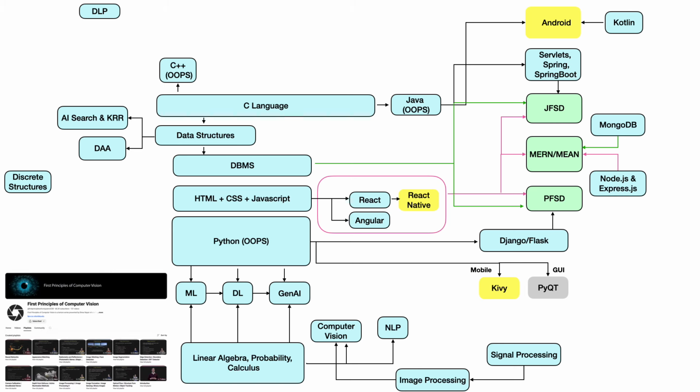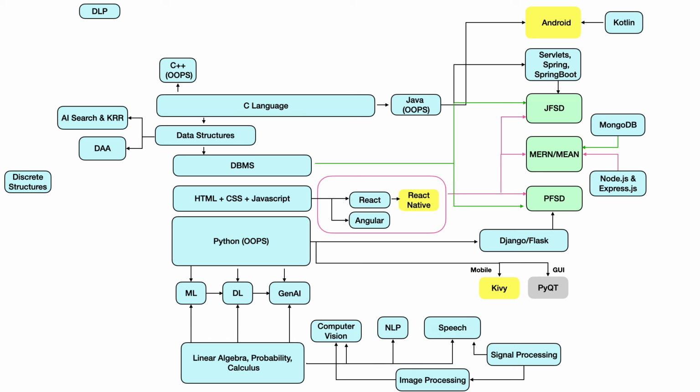And the best resource, there are many books, but one of the YouTube channels, First Principles of Computer Vision, elaborates each of those concepts, and textbooks like Richard Szeliski's and various other books are also very famous, which I'll list in the description. Signal processing forms the prerequisite for speech processing, and each of these, speech, computer vision, NLP, are the domains where ML and deep learning algorithms are applied.